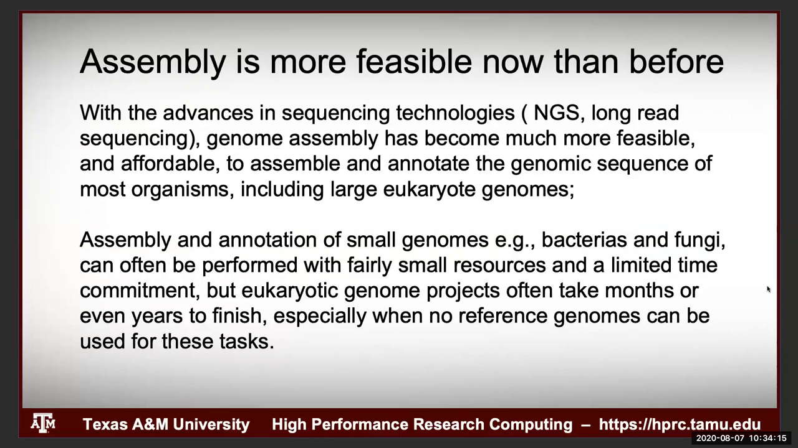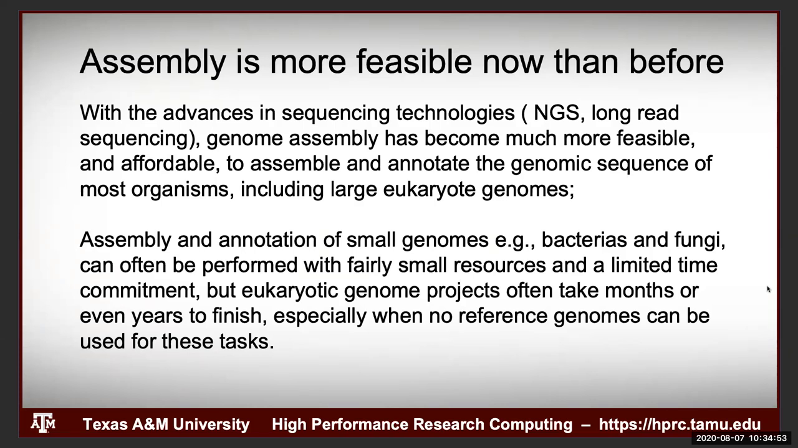Okay, it's more feasible now than before, because we can generate a lot of data with the really high throughput NGS technology, for example, the Illumina NovaSeq 6000 can produce 3 terabases of data per run. And if we look at the human genome, it's only 3 GB. So it's like 1000X per run for the human genome. It's more than enough for de novo assembly. And the cost is getting lower. You don't have to spend $3 billion to build a reference genome now.